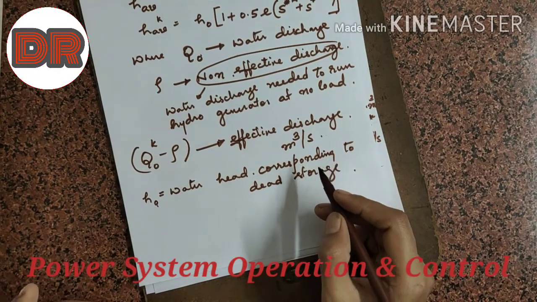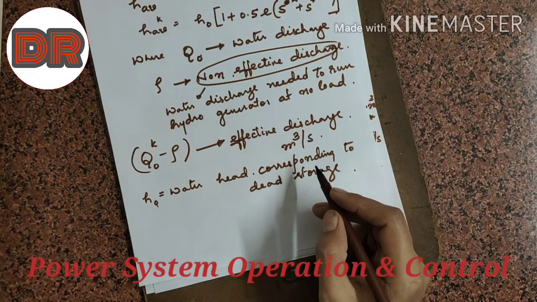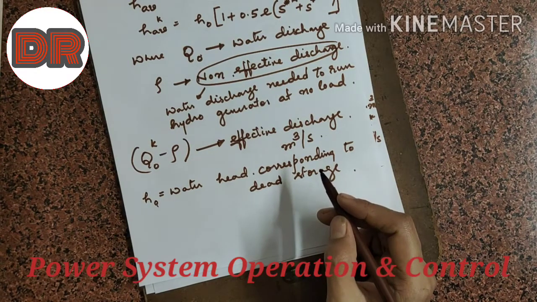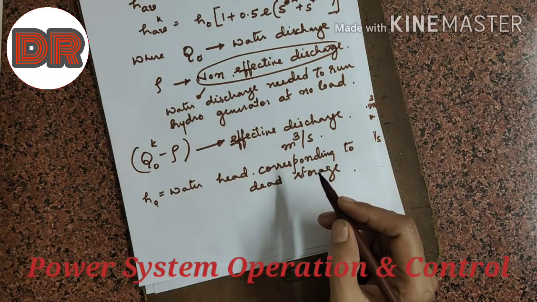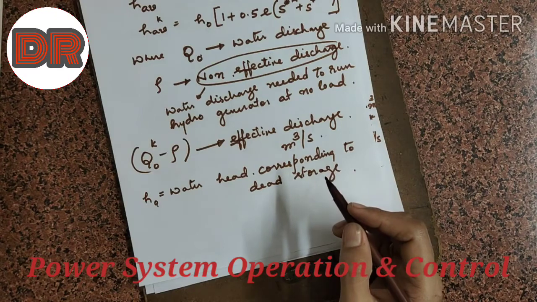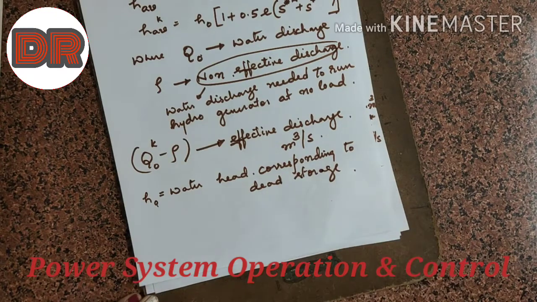Now what is dead storage? Dead storage is nothing but the volume of water which is below the level of the spillway or outlet. So if the water volume is below the outlet level, then that head is known as dead storage, or the water head corresponding to dead storage.